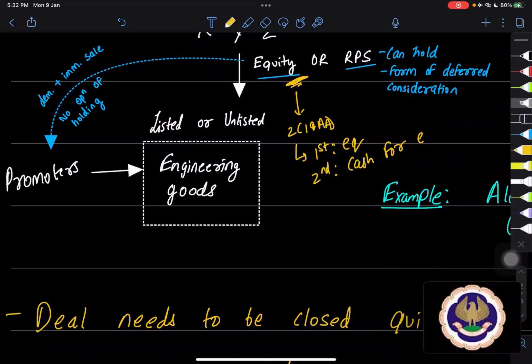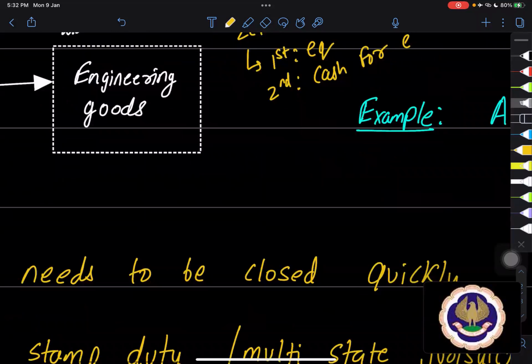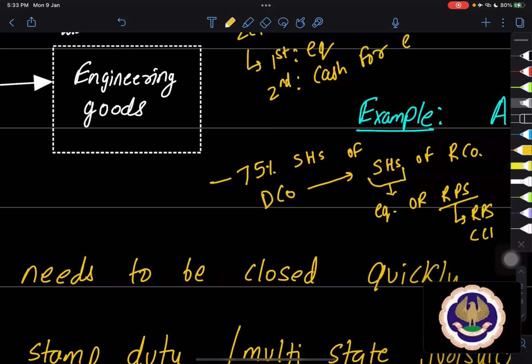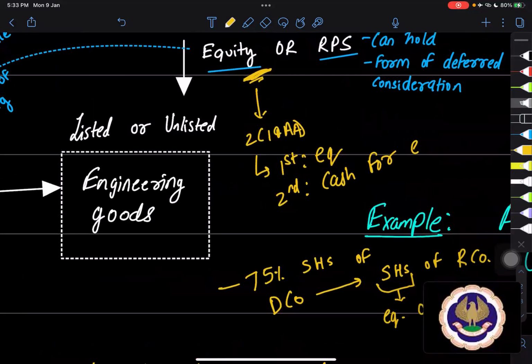The other very interesting thing is RPS. So if you look at 219AA, one of the conditions is that 75% of shareholders of, let's say, the demerged company should become shareholders of the resulting company. Right? This is the condition. They don't say whether you should become an equity shareholder or a preference shareholder. You can be a preference shareholder. It can be RPS, compulsorily convertible preference shares, anything. But let's go with RPS. The advantage of RPS is that RPS is kind of a debt.